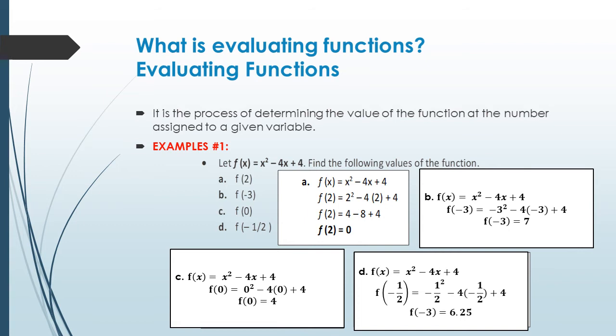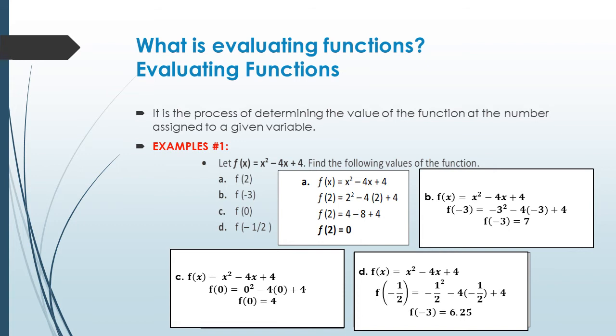Ang given po ulit natin ay f of x is equal to x squared minus 4x plus 4. Let's substitute the value of x na makikita po natin sa letter C. So now, ang value po ng ating x ay 0. So f of 0 is equal to 0 squared minus 4 times 0 plus 4. So the final answer is positive 4 in letter C.